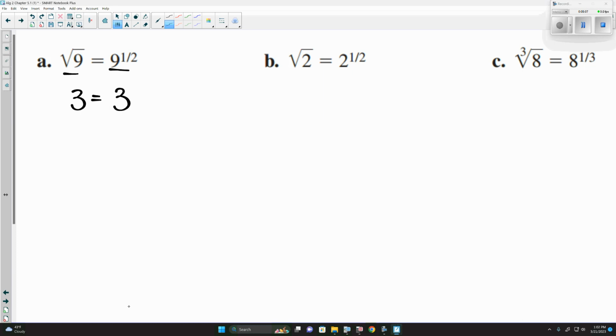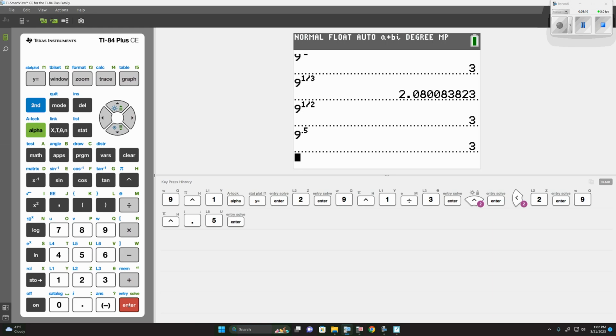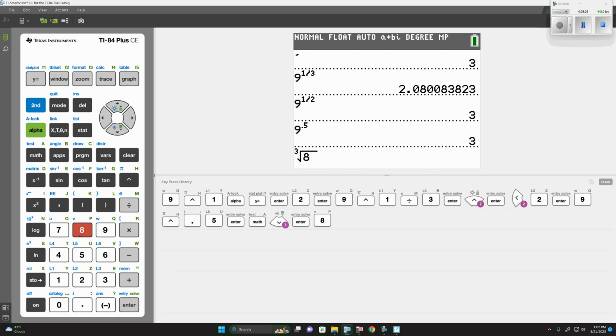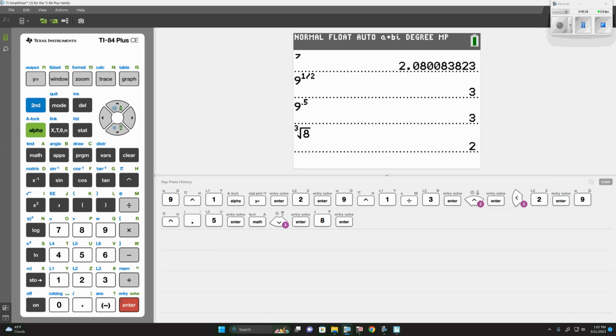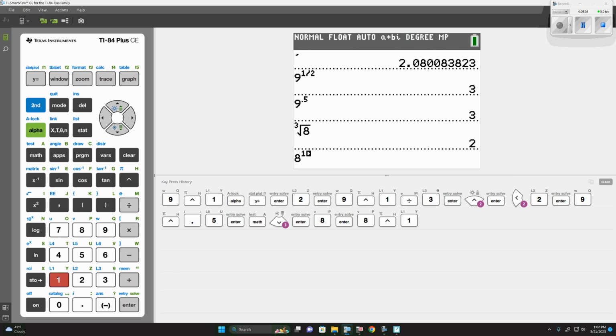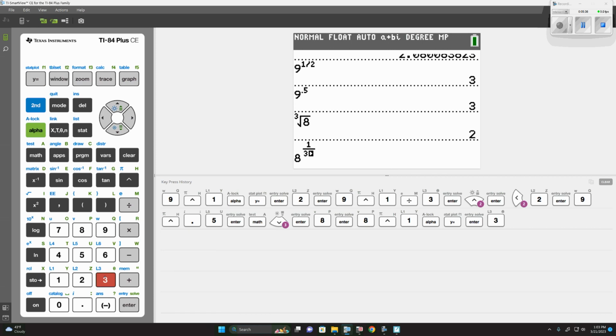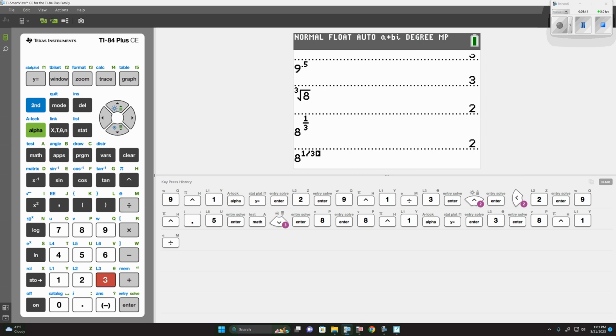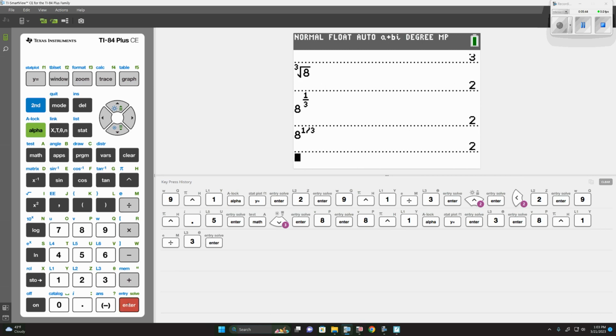If we look at C, the cubed root of 8. Now, the cubed root in the graphing calculator is a little bit harder to get to, per se, because it's not listed immediately here. We have to hit math and go down to number 4. 8. And the cubed root of 8 is 2. Now, we could say 8 to the 1 alpha y equals enter 3. We would get 2. Or we could say 8 to the 1 divided by 3 and get 2.